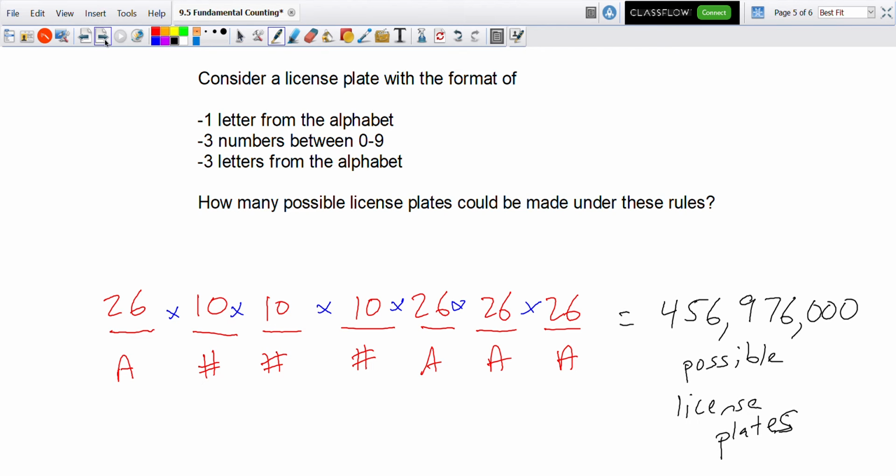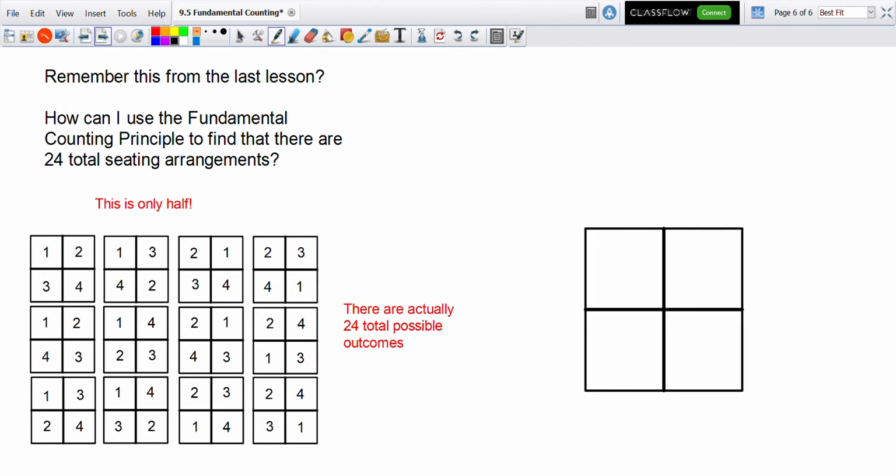Okay. One more slide here. I'm going to take us back to yesterday's lesson, where we figured out how many possible seating arrangements there are for 4 students sitting at a group of 4 that looks like this. And I told you guys that there are 24 possible outcomes. There's actually a really quick way to figure that out besides me listing every single one like I did here. All right, and it's using that fundamental counting principle.